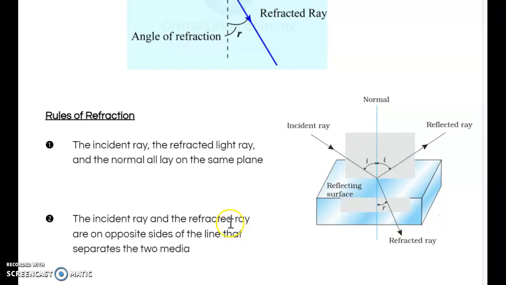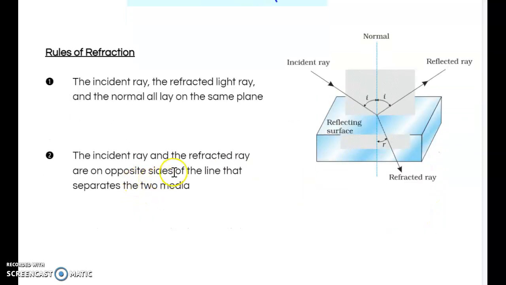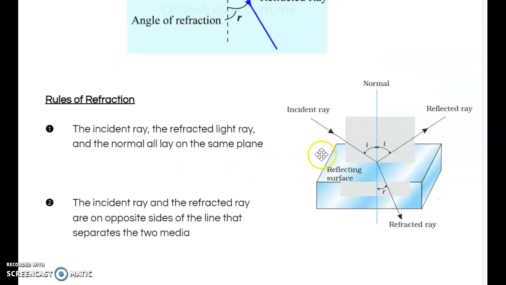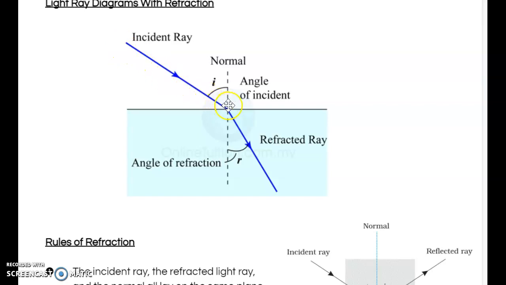So there are a couple of rules when we look at refraction. The first one is the incident ray and the refracted ray and the normal all lie within the same plane. We talked about planes earlier on. The incident ray and the refracted ray are on opposite sides of the line that separates the two media. If we go back here, you have your incident ray on the one side of the line that separates the two media, and then you have your refracted ray, which is on the other side of the line that separates the two media. I feel like that's pretty explanatory.